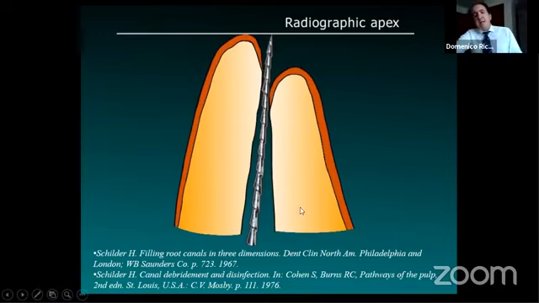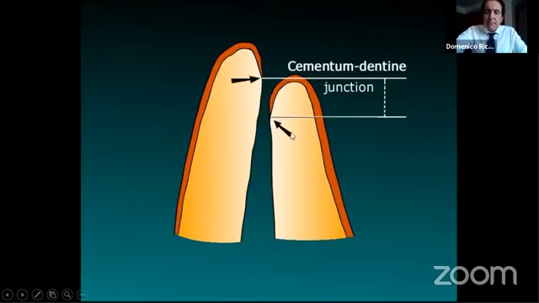Now, the second topic interconnected with the lateral canals is the apical limit of the procedure. Schilder insisted on the radiographic apex, and Dr. Tayyan mentioned the terminology radiographic apex, but Schilder admitted many years ago that if you are at the radiographic apex, your instrument is a little bit beyond the limit of the canal. Schilder knew that.